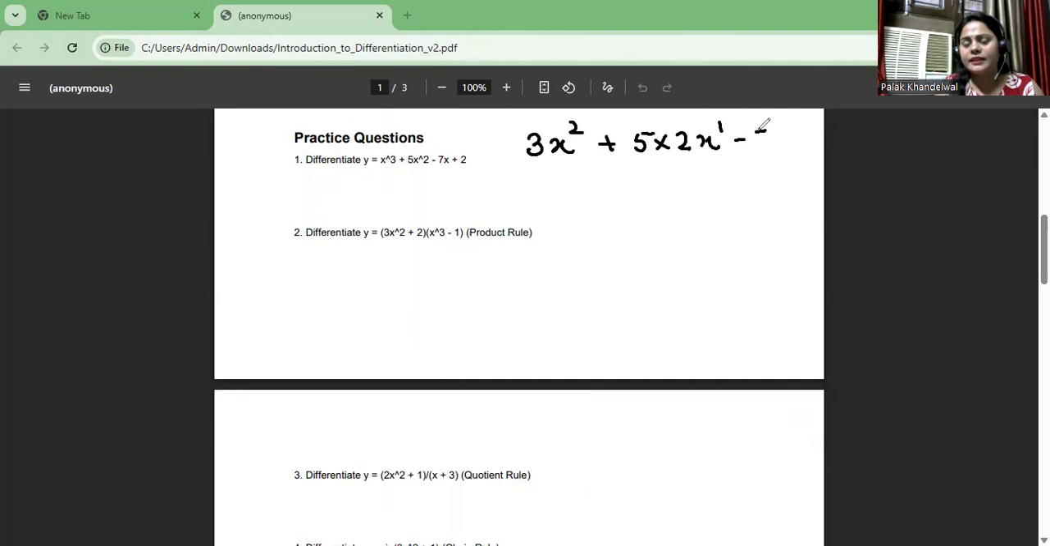Then minus 7, because remember I have told you the derivative of x is 1. I have shown it also to you. And the last one is 2, so the derivative of a constant is 0. So finally, what is the answer that we have? It is 3x square plus 5 into 2, 10x, minus 7. Okay, so it is very simple. As you get practice with these questions, this is very simple.